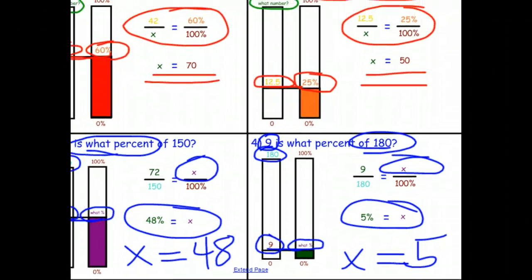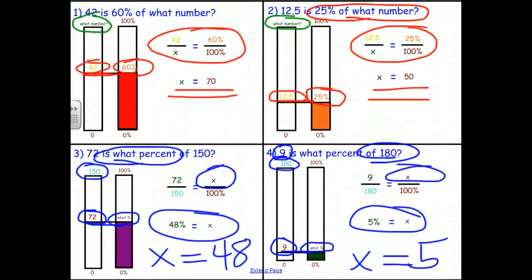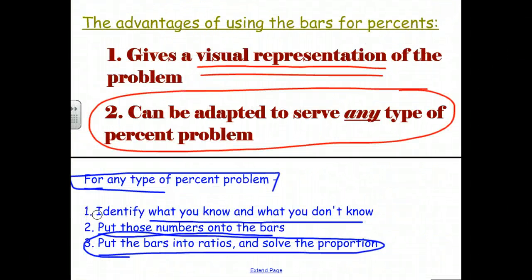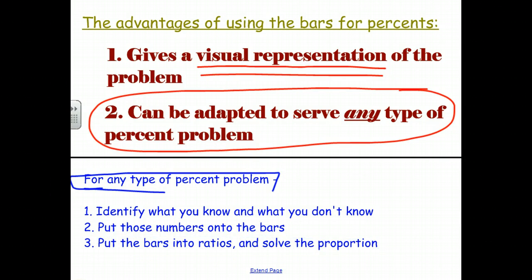So just as a quick review, for any type of percentage problem, you are going to identify what you know and what you don't know, because that will give you the understanding of what it is that you're going to put onto the bars. Every problem starts the same way. 2 vertical bars. The one on the right is our percentage bar from 0 to 100. The one on the left goes from 0 to some number.